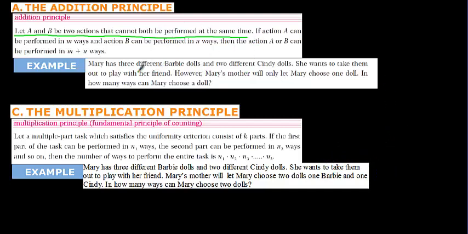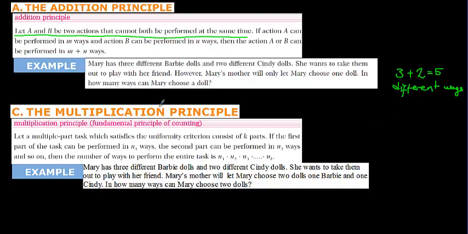With a simple example, Mary has three different Barbie dolls and two different Cindy dolls. She wants to take them out to play with her friend. However, Mary's mother will only let Mary choose one doll. In how many ways can Mary choose a doll? Three different Barbie dolls plus two different Cindy dolls, so in total there are 5 different ways she can choose the dolls, because she is going to choose one doll only.